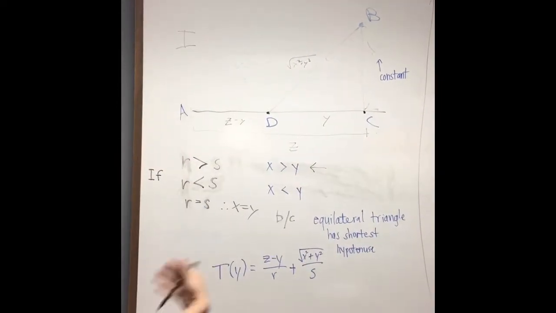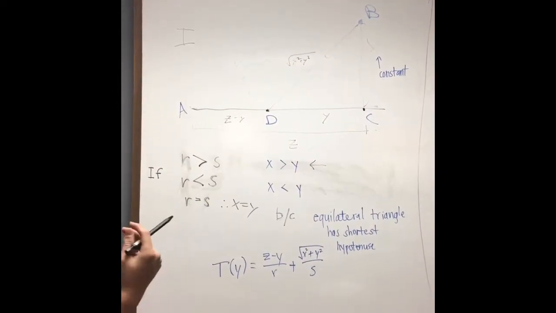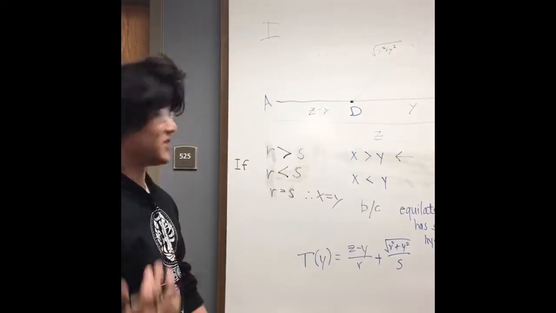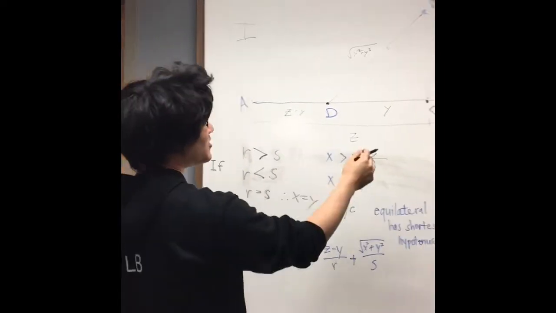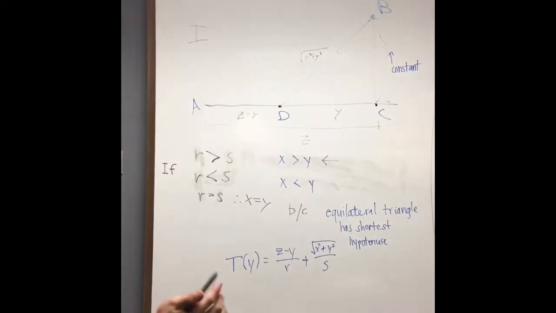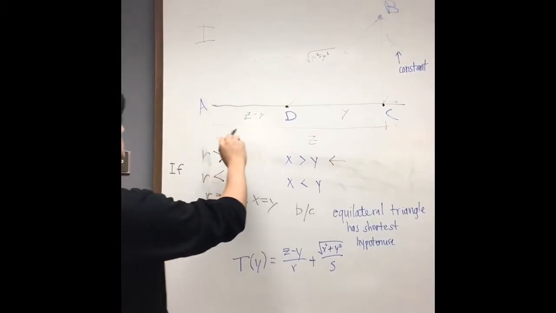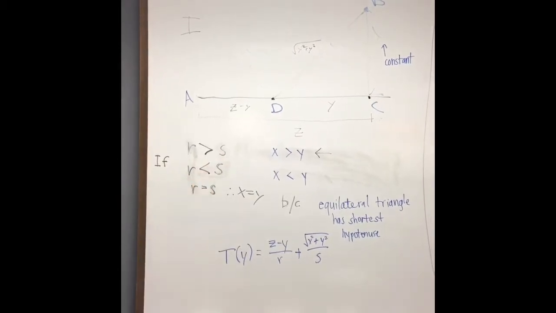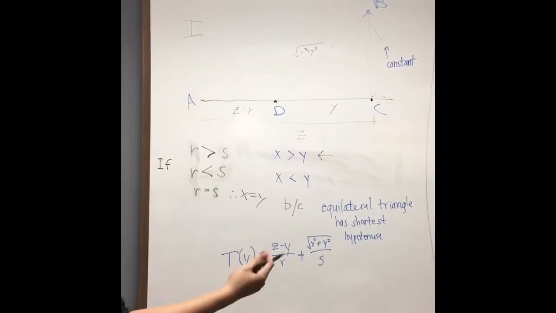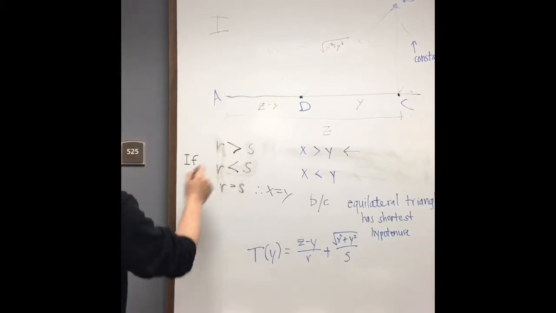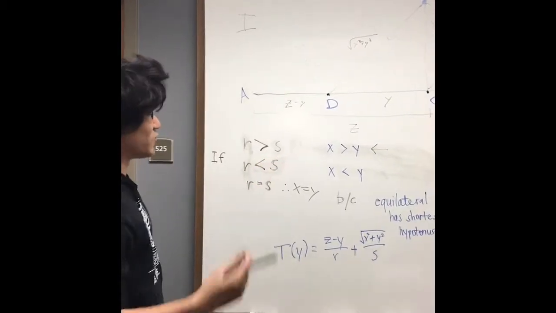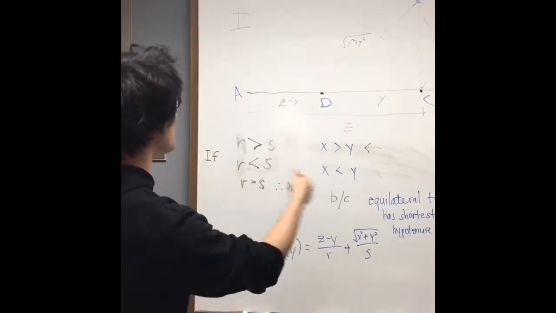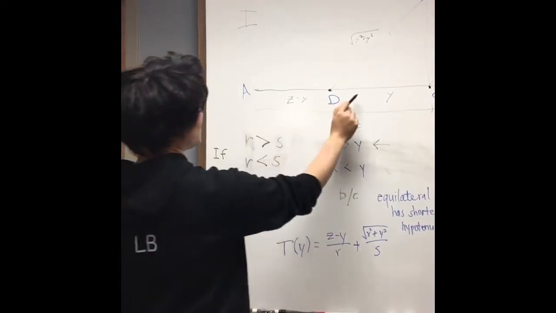To come up with this idea, we need to know the rates at which the dog can run and swim. Essentially, if the dog can run faster, then he'll want to run more before he swims. If the dog can swim faster, then he'll want to run less and swim more. So we used R and S to differentiate between the rates: R is how fast it can run, and S is how fast it can swim. If it can run faster than it can swim, then we assume that it's going to run more.